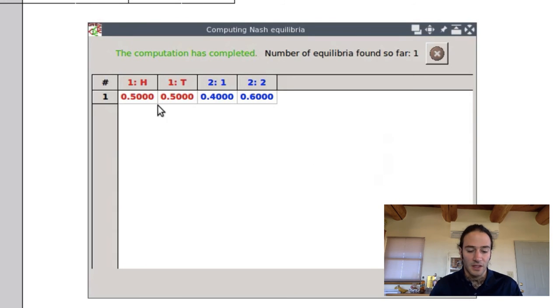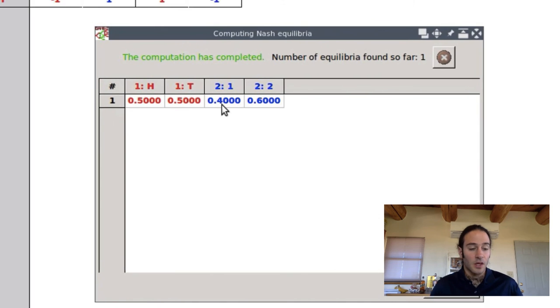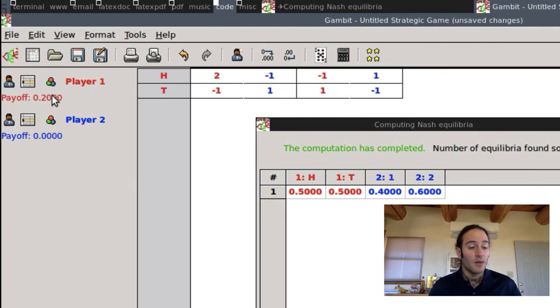Hey, now we see the equilibrium here. Player 1 still randomizes with probability 0.5 and 0.5, but now player 2 actually has a weighted, not uniform probability. It says that player 2 plays tails now with 60% chance and heads with 40% chance. We also see the payoffs have changed. Player 1 now gets a payoff in expectation of 0.2, and player 2 gets a payoff still of 0.